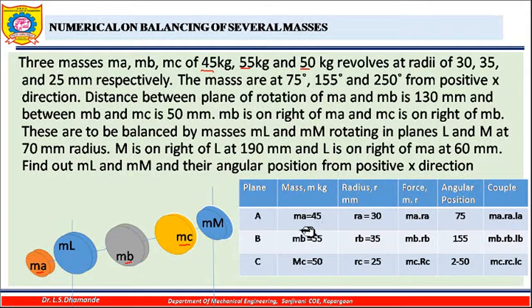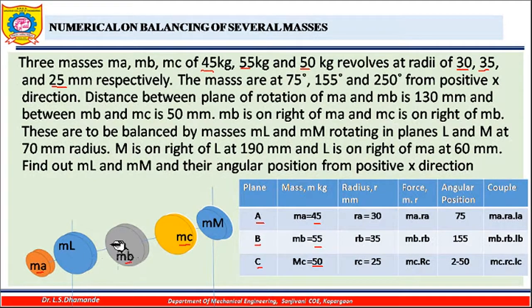So the same thing is represented in the form of this table. So plane A, plane B and plane C and their masses 45 kg, 55 kg and 50 kg. These masses are revolving at radius of 30 mm, 35 and 25 mm respectively. So accordingly they have specified in this radius column the three radii of A, B and C. The masses are at angular positions of 75 degree, 155 degree and 250 degree from the positive x direction.